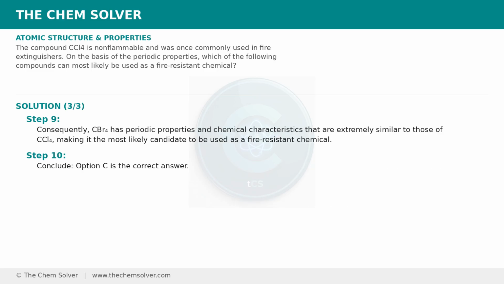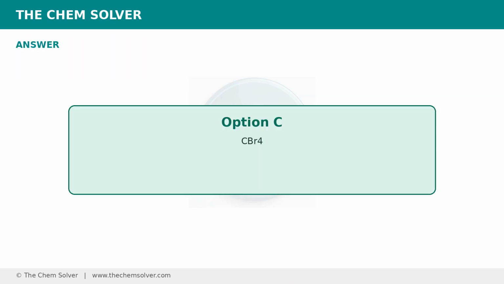Consequently, CBr4 has periodic properties and chemical characteristics that are extremely similar to those of CCl4, making it the most likely candidate to be used as a fire-resistant chemical. Conclude, option C is the correct answer. The correct answer is option C, CBr4.